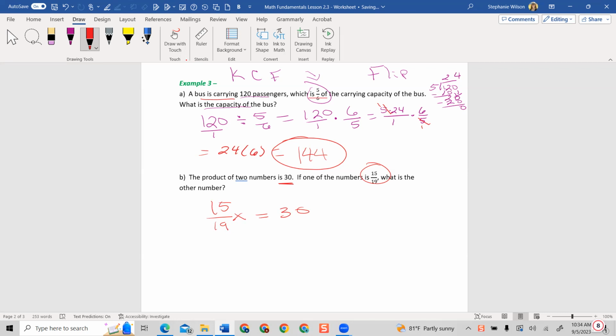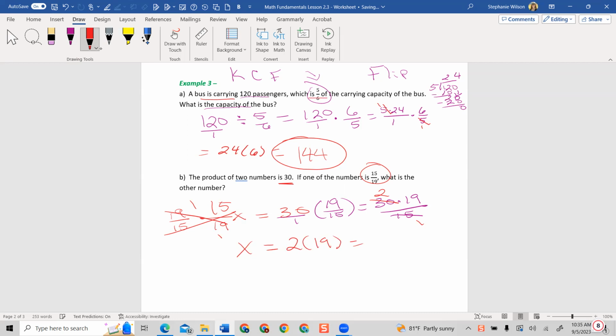However, X has a coefficient of 15/19, and we need it to be a positive 1. So I know if I multiply by its reciprocal or flip it, then 19 goes into itself once, 15 goes into itself once, 1 times X is X, and that's what we wanted. However, remember, what you do to one side, we must do to the other side. Now that I've done this, I'm going to rewrite it. I got 30 times that 19 over 15. Well, I know 15 goes into itself once, and it goes into 30 twice. That leaves me with 2 times that 19.